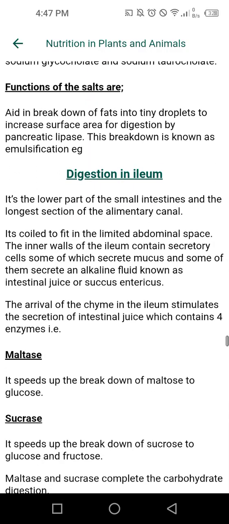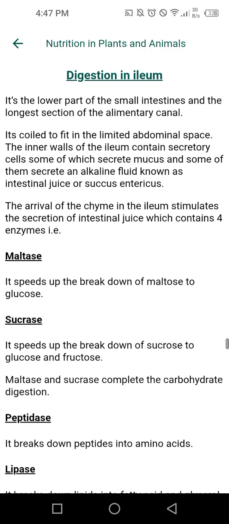Digestion in the ileum. It's the lower part of the small intestines and the longest section of the alimentary canal. It's coiled to fit in the limited abdominal space. The inner walls of the ileum contain secretory cells, some of which secrete mucus and some of them secrete an alkaline fluid known as intestinal juice or succus entericus. The arrival of the chyme in the ileum stimulates the secretion of intestinal juice, which contains 4 enzymes, i.e., maltase.